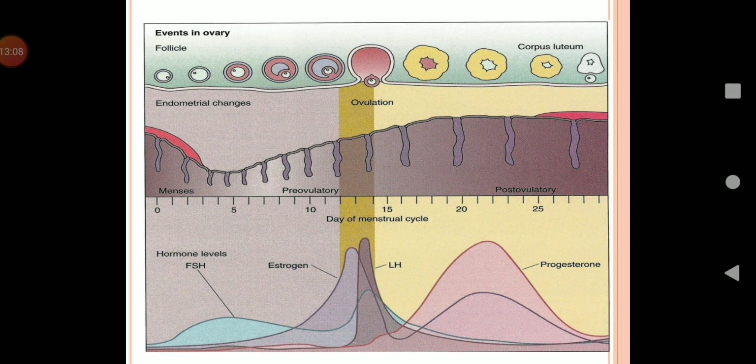So during every phase, the hormone levels are rising and falling due to the development or rupturing of the follicles. So as per the follicular development, the hormone levels vary.